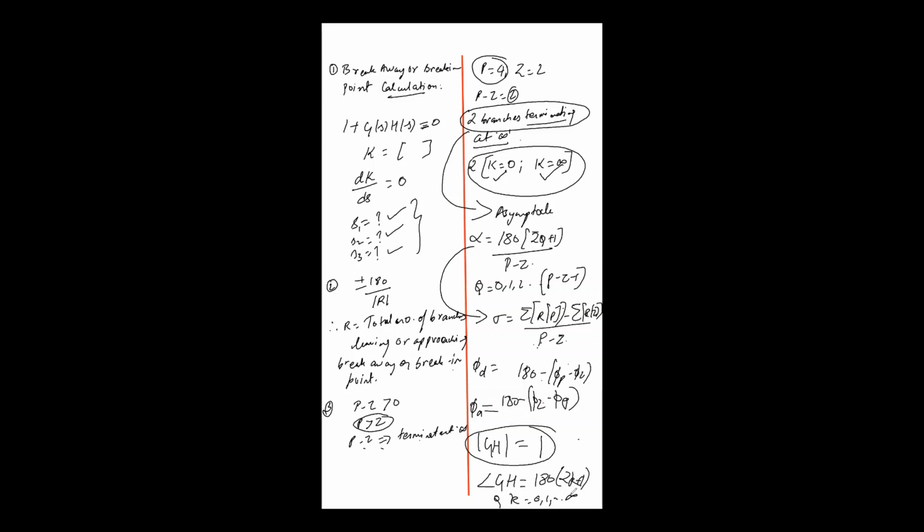So these are the sets of formulas which we will require to draw any root locus, apart from the rules which we have already seen. So without wasting further time, we will see some numericals.